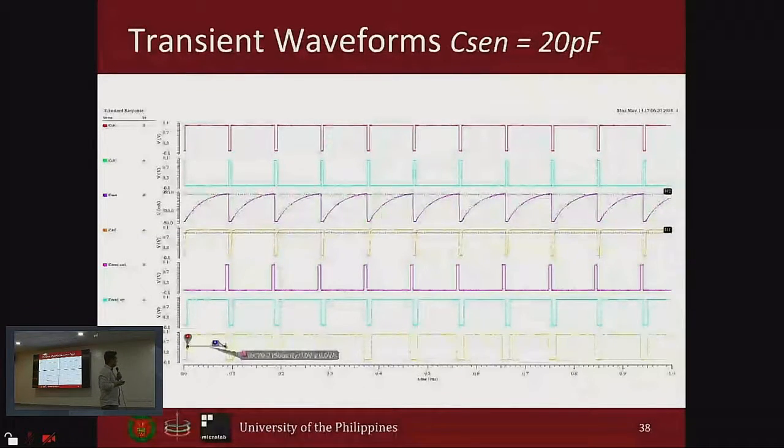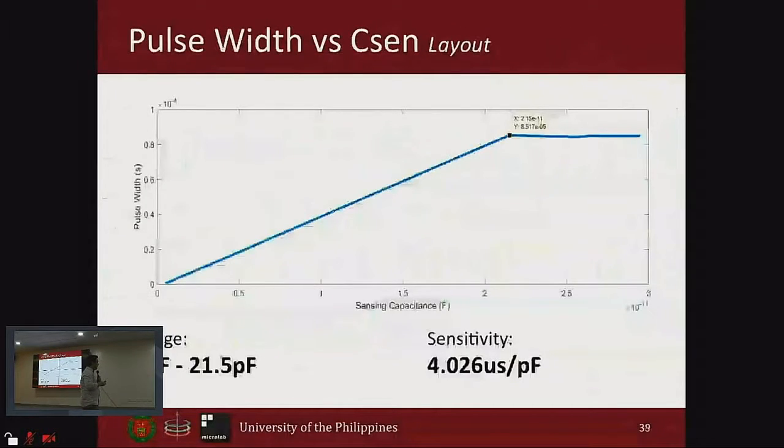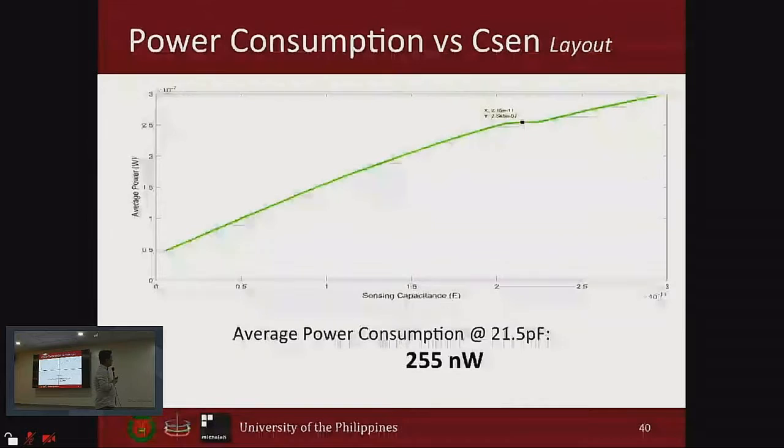From a layout perspective, the range was maintained at 1 picofarad to 21.5 picofarad, and the sensitivity was still around 4 microseconds per picofarad. In terms of power consumption, we see a slightly higher power consumption of 255 nanowatts because of the introduction of parasitic capacitances in the actual layout.